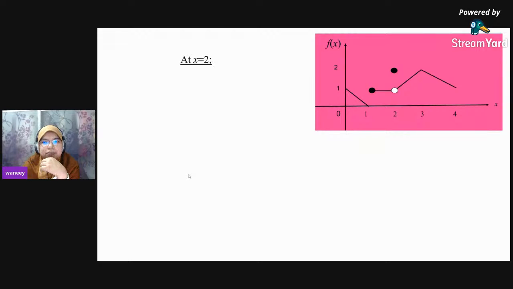Right, next. Okay, so at x equal to 2, so let us refer to 2 over here. So what is f of 2? Okay, so f of 2, this is the dense circle at 2. So the value of y is 2, so f of 2 is equal to 2. F of 2 is defined, because we do get some value. Next, we need to check the second condition. We have to check the limit.